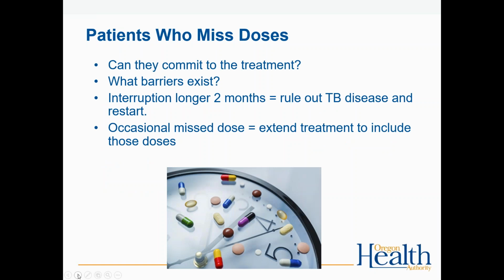So you're always going to have patients who miss doses, and you just want to really make sure that they can commit to the treatment and look at their barriers. I usually say if the interruption in treatment is longer than 2 months, you need to rule out TB disease and restart. I don't know what you think. Yeah, no, I think the 2-month rule is right on. That's what we use. So an occasional missed dose isn't a big deal. You just throw it to the end of treatment to finish it up.